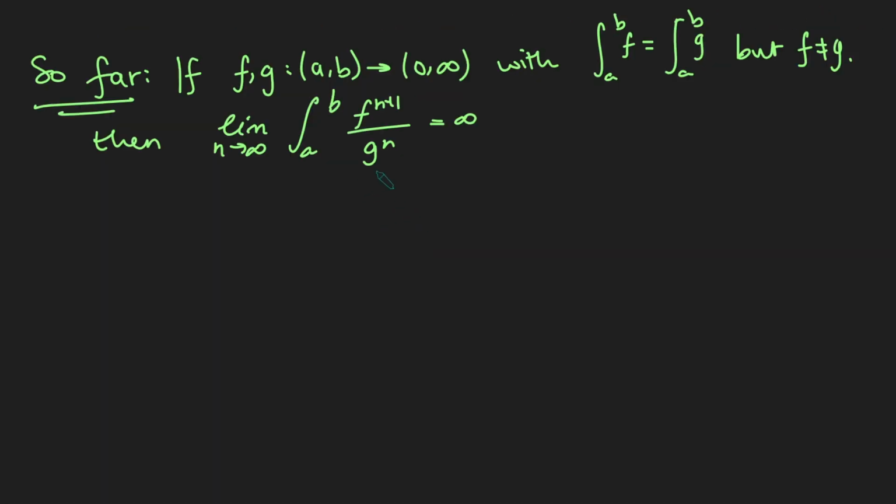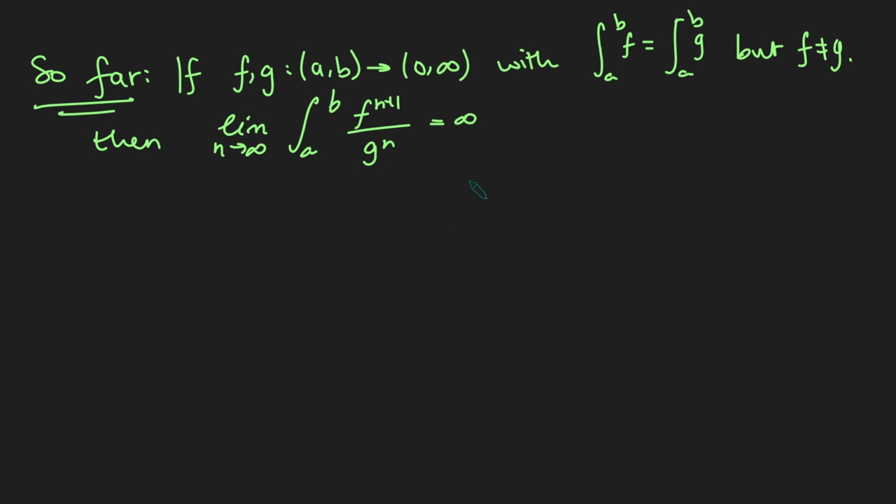So let's summarize what we've got so far. We've proved that if f and g are functions from [a, b] to (0, infinity), and again we assume they're continuous, with their integrals the same but they are distinct functions, then the limit as n goes to infinity of the integral from a to b of f to the n plus 1 divided by g to the n equals infinity.